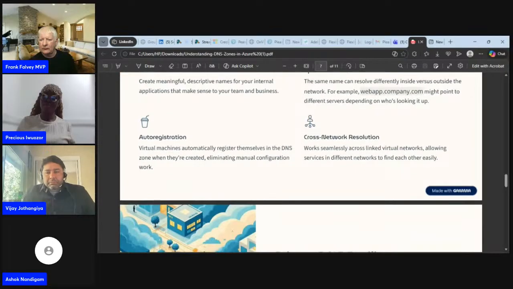Now, it also offers auto registration. Virtual machines automatically register themselves in the DNS zone when they are created, eliminating manual configuration work. And also, it offers cross-network resolution. This works seamlessly across linked virtual networks, allowing services in different networks to find each other easily.